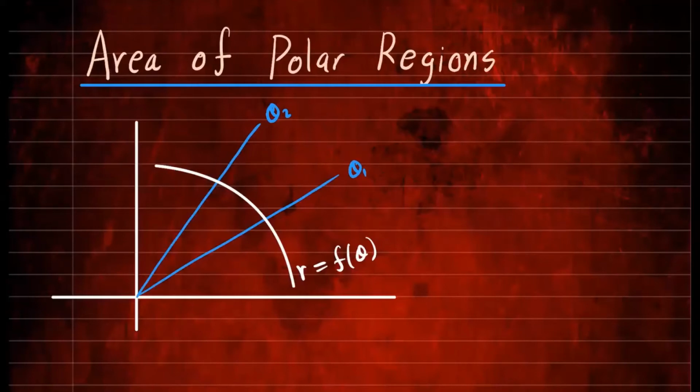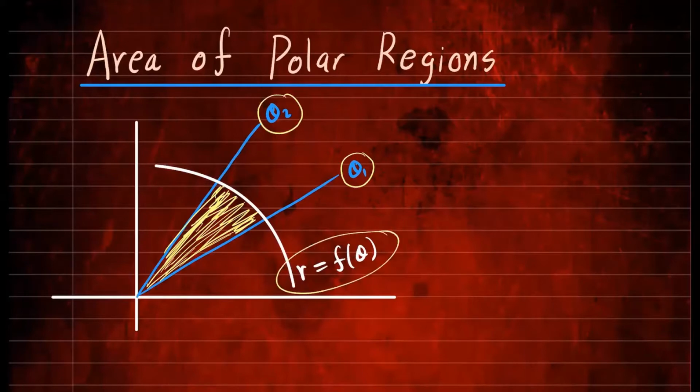Let's suppose we have this curve r equals f of theta in the xy plane, and we're interested in finding the area bounded by theta 1 and theta 2 and the curve. So this region right here. So this is the region we're interested in, and we want to know what is the area of this region. So the region is bounded by theta 1, theta 2, and this curve r equals f of theta.